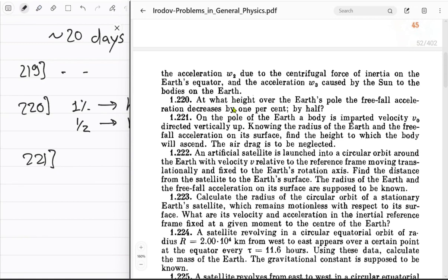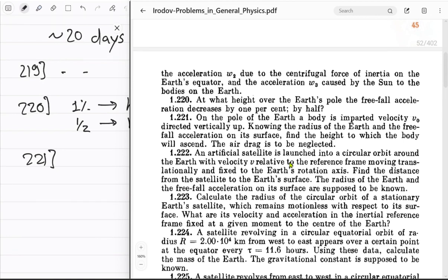The air drag is a very big problem because it actually is not negligible, but well, whatever. Unless you're actually going at very high speed, so you exit the atmosphere very suddenly. But at that high speed, you might as well just escape. So what's the deal? Anyway, on a pole of Earth, a body is imparted velocity upward, so it's going to go up, then it's going to come down, whatever, right? So till what height does it go?